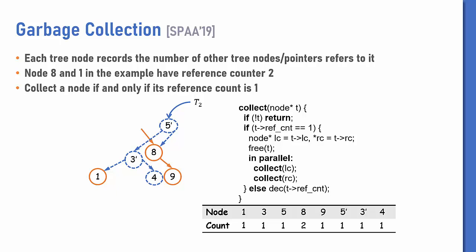Similarly, we also need to deal with node 8 here, and the reference count is 2. We decrease it by 1 and terminate this process. Okay, so after the garbage collection, we deleted all the nodes that are only in T1. So all the nodes in T2 are still there.